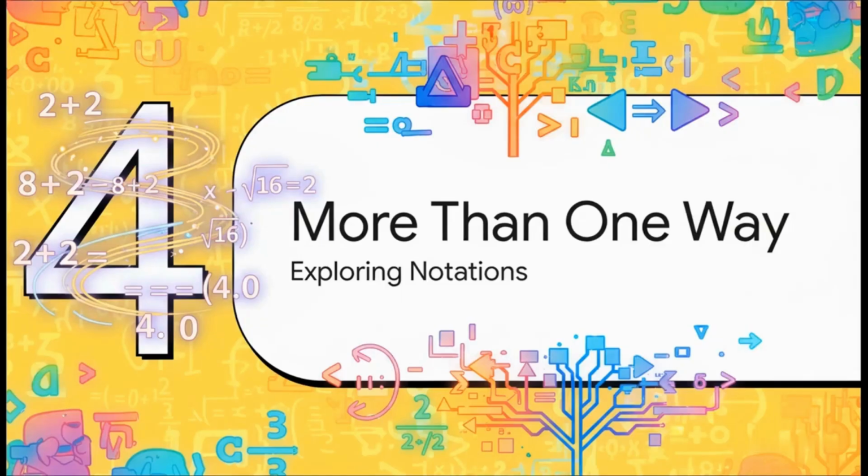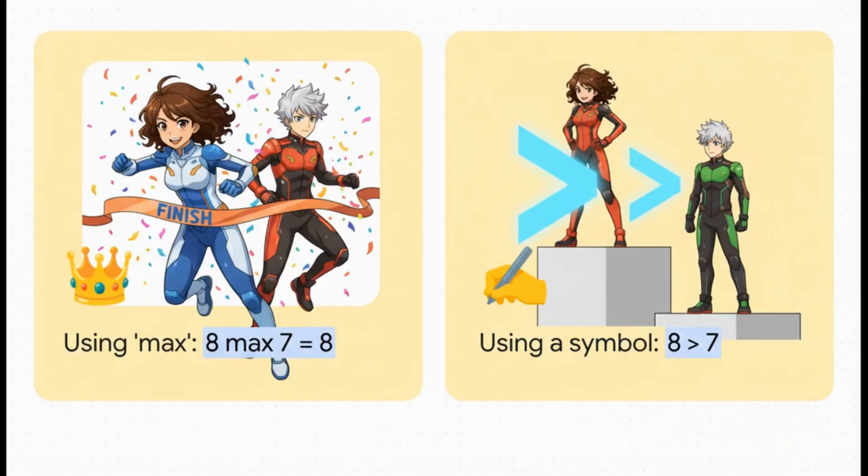So now that we've totally mastered the classic symbols, let's check out something kinda cool. Math, just like any language, often has more than one way to say the same thing. The whole goal is just to be clear, and sometimes a different way of writing things can be really useful. Take a look at this. On the left side, we have this expression, 8 max 7 equals 8. All that means is that the maximum or biggest value between 8 and 7 is 8.